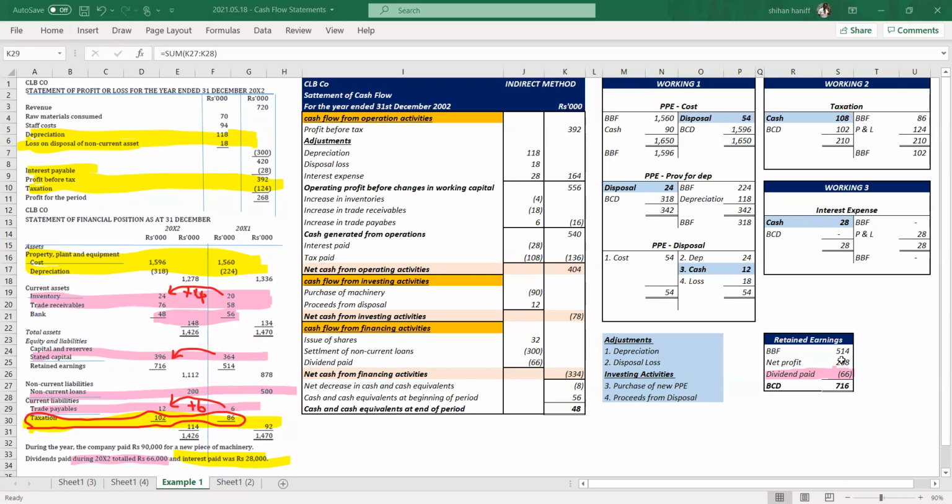For retained earnings, we don't take the balance because the difference in retained earnings is net profit and dividend. Net profit we took on the top here, profit before tax, and the dividend payment we deducted here. Right. So this is the indirect method.